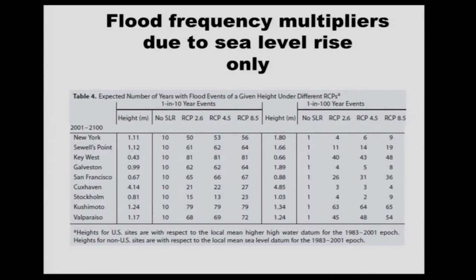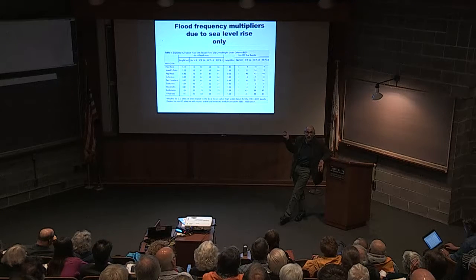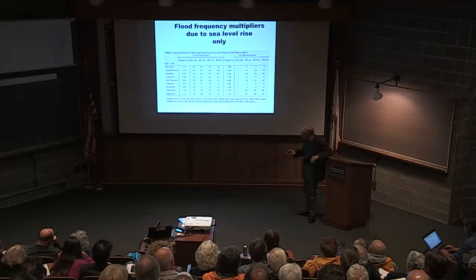We have to recalculate. But for other areas like Key West, the 100-year storm occurs every other year. It occurs 48 times a century by the end of this century. San Francisco, 36 times. In Japan, 64 times. I mean, these are incredible changes. And think about how effective or not we are at dealing with coastal storms today, like a 100-year storm, and then ask yourself, what happens if that storm were occurring every few years? That's what we face if the emissions aren't restrained.